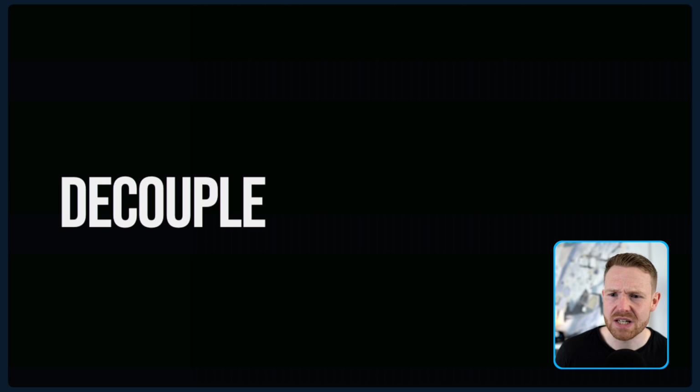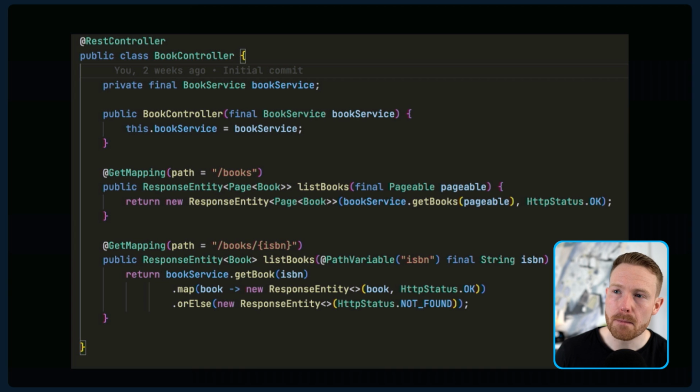Now, how do we actually declare the dependencies for our class? Well, here's the first way. Here we have a code snippet, and this is the book controller, part of a REST API implementation. The book controller has a dependency, and that dependency is the book service. So how do we get that book service into the book controller? How do we rely on that dependency?